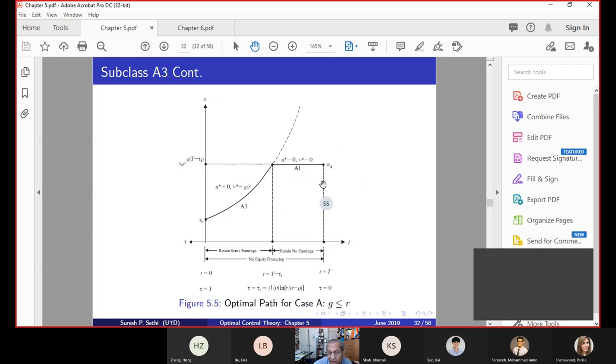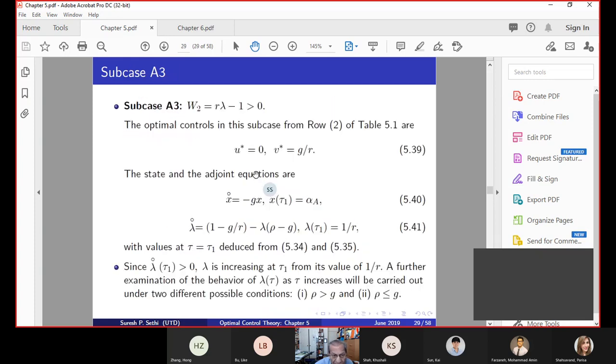So that's the part of case A. Case B is a little bit more complicated. We'll talk about that later. But now let's go and finish our.